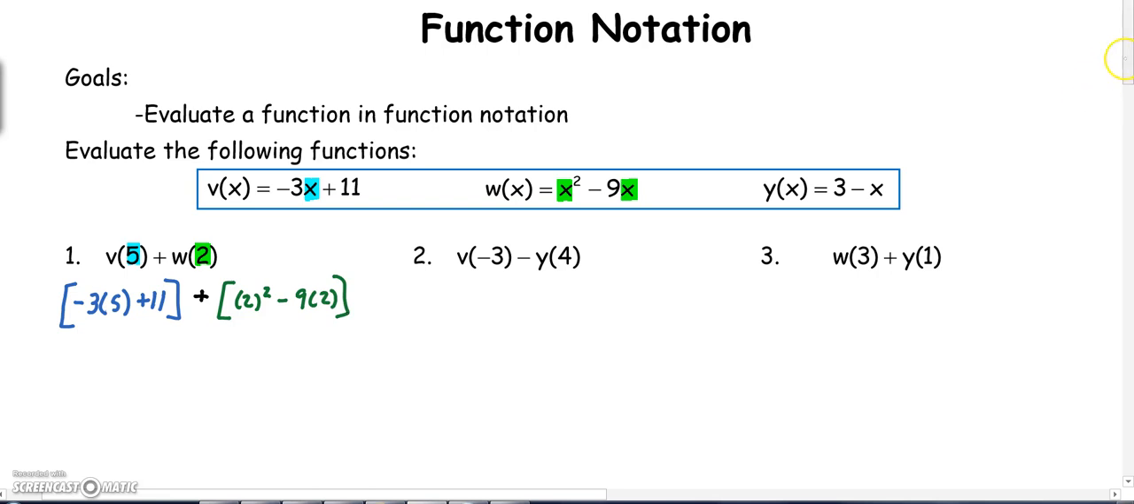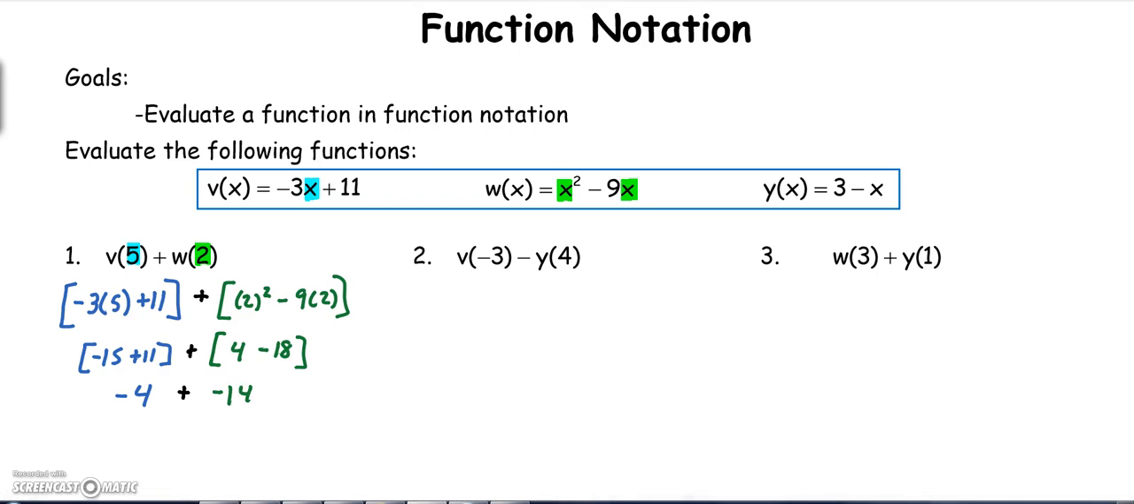I'm going to do each function separate. So I'm going to start with my v function. I get negative 15 plus 11, which is negative 4. Bring down my addition sign. And then I have 4 minus 18, which gets me negative 14. Now that I've evaluated each function separate, I'm going to add them. So negative 4 plus negative 14 is negative 18.